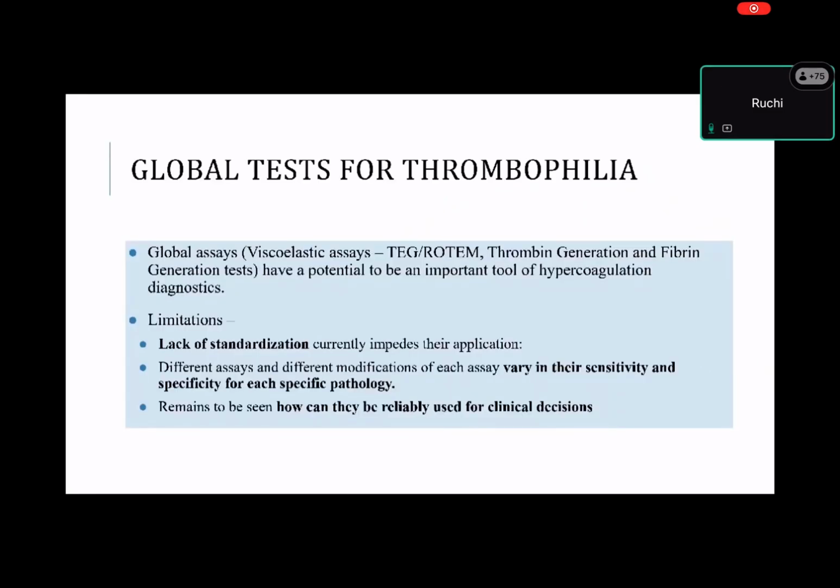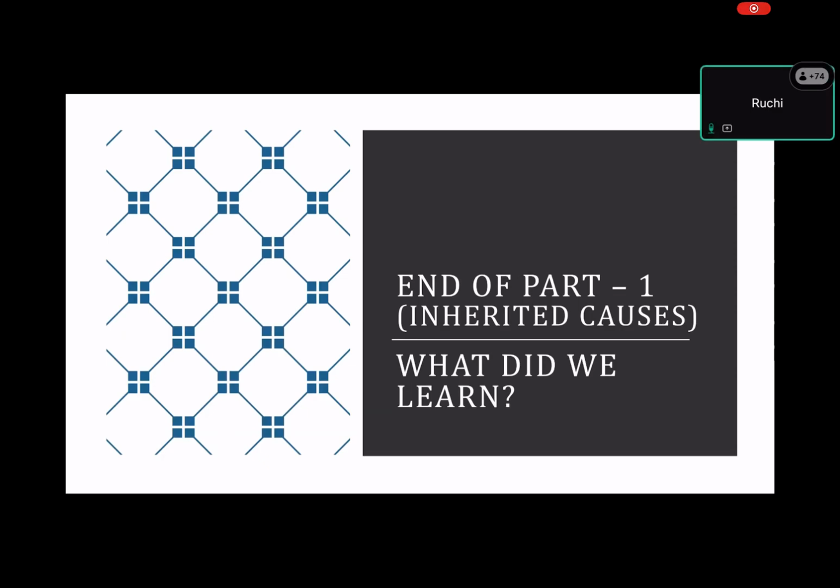So these are the global tests which can be done or which are normally done in coagulation, that is viscoelastic assays, TEG, ROTEM, thrombin generation, fibrin generation tests. They are an important tool for hypercoagulation diagnostics, but they have still not come in clinical use जैसा मैंने बताया, because there is a lack of standardization. There are different assays and different modifications in each assay because of which their sensitivity and specificity for each pathology is also different. So it still remains to be explored how can they really be used in routine clinical practice for clinical decision making. So this is kind of end of part 1, the inherited causes.